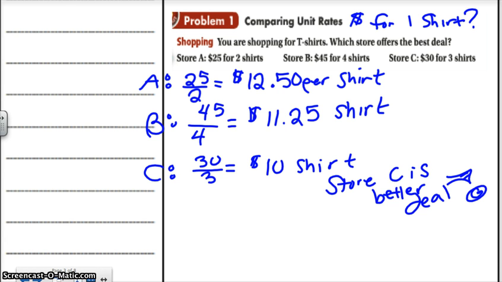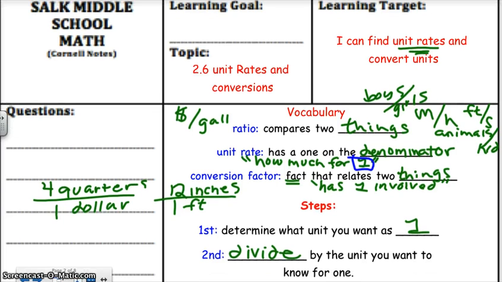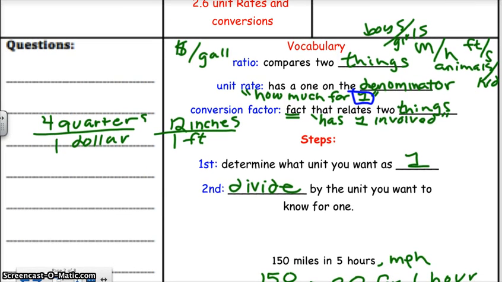So to recap, here's what we did. We determined which one we want to know for one and then divided by it. Better buys, you need to find each unit price and then compare. You're welcome to use a calculator on this lesson. We talked about ratio, comparing 2 things. That's like miles per hour, feet per second, dollars per gallon. You're comparing 2 things or quantities. And the unit rate always has 1. Unit always has 1. That's all we need to do today.